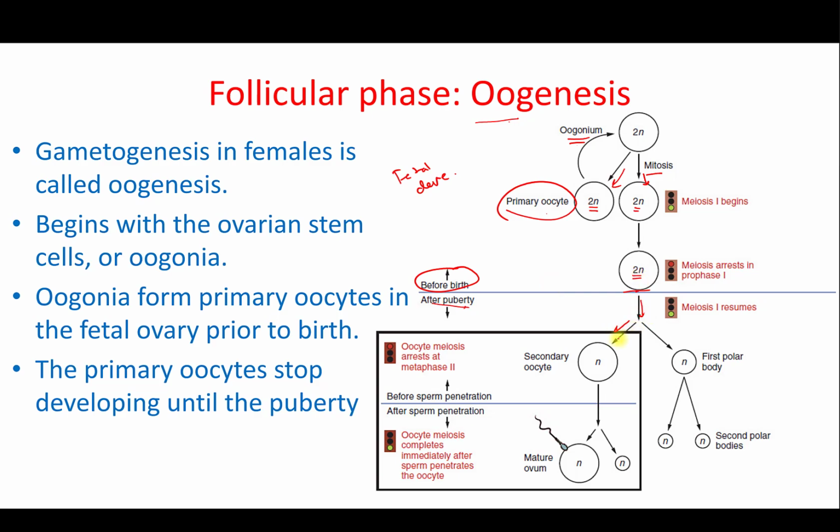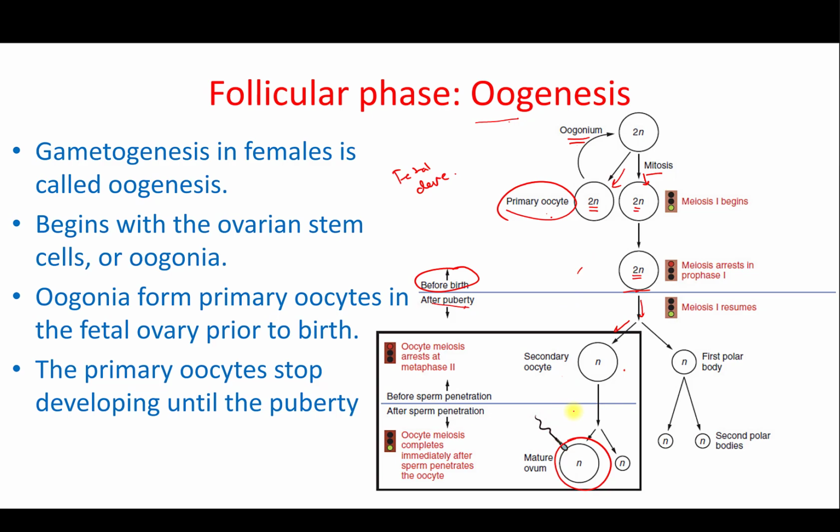At puberty, every month, several of those primary oocytes will wake up and continue their journey. What do they do? They undergo division. They will go through meiosis 1 and then meiosis 2 to produce a mature egg. So the primary oocyte will develop into a secondary oocyte, okay? And this secondary oocyte is the one that, if there is sperm around, will continue through another meiosis and give us the mature ovum. That is the one that will get fertilized. So that is the process of oogenesis.